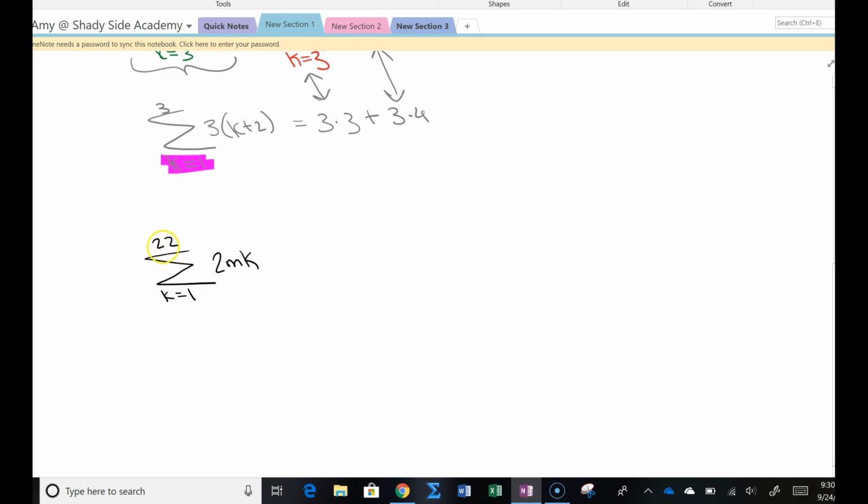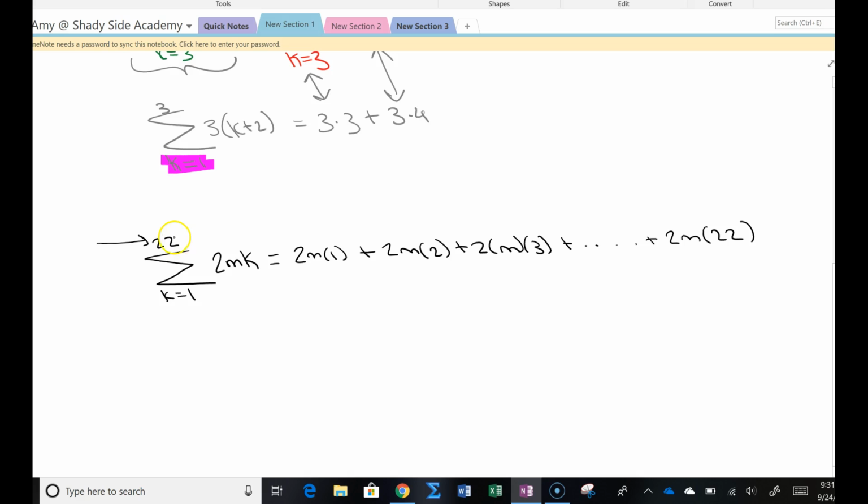So this is a summation from k equals 1 to 22 of 2mk. If I were to expand out this sum, I would have 2m times 1 plus 2m times 2 plus 2m times 3, et cetera, all right? The very last term of this sum would be 2m times 22. So here's the thing. When we start at k equals 1, we notice that the upper limit of summation will equal the number of terms we are adding up.